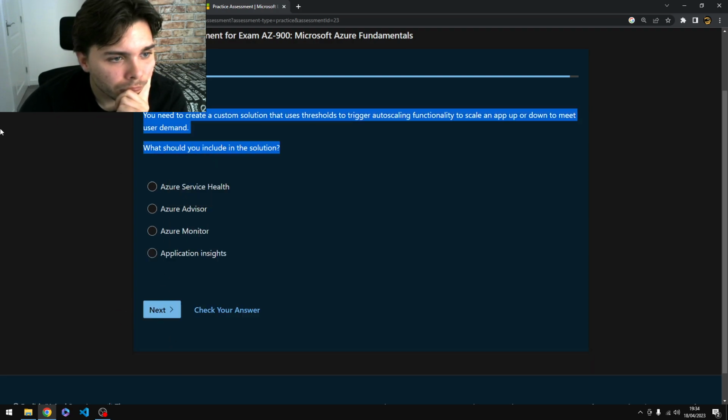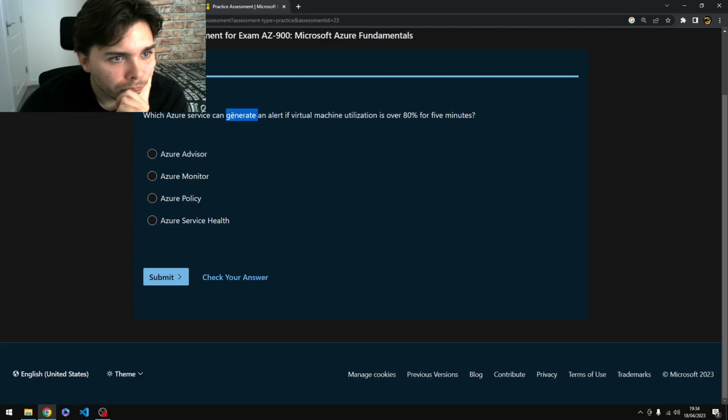You need to create a custom solution that uses thresholds to trigger auto-scaling functionality to scale an app up or down to meet user demand. What should you include in the solution? Which Azure service can generate an alert if virtual machine utilization is over 80% for 5 minutes?